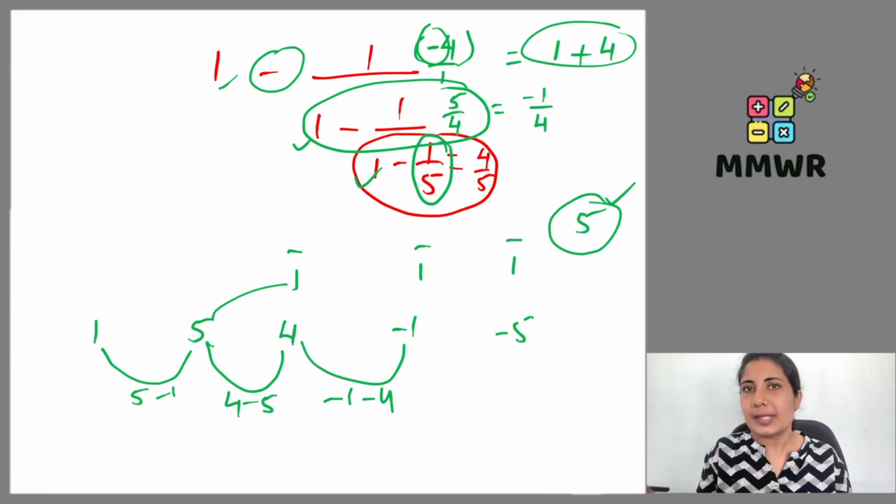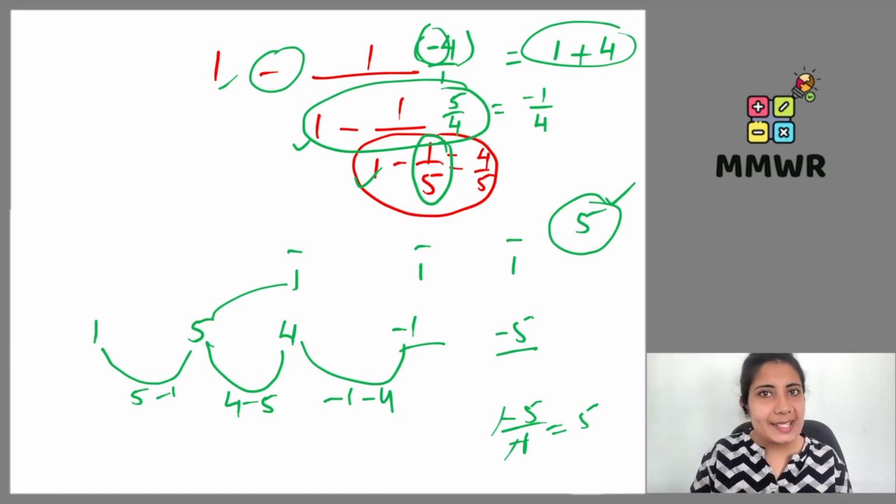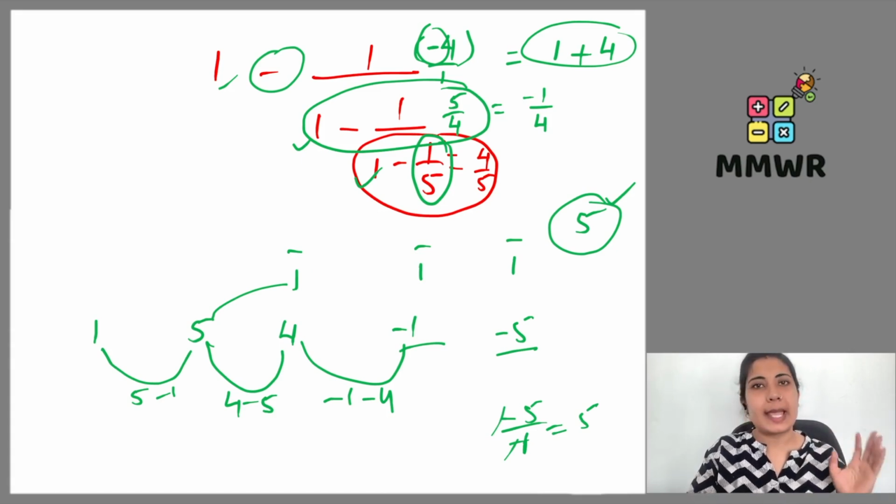Now further steps we don't have to do, because 3 steps are there. So minus 5 upon minus 1. Minus 5 upon minus 1 gives you 5. Okay, minus minus will get cancelled out. I hope it's easy. Yes, of course it is easy. You just have to practice with different types of examples.